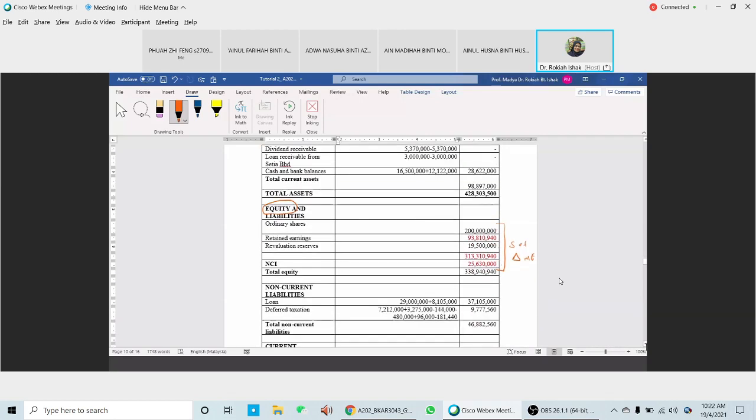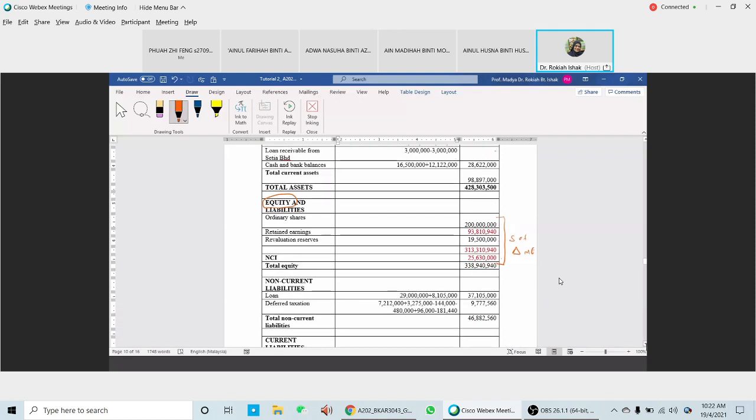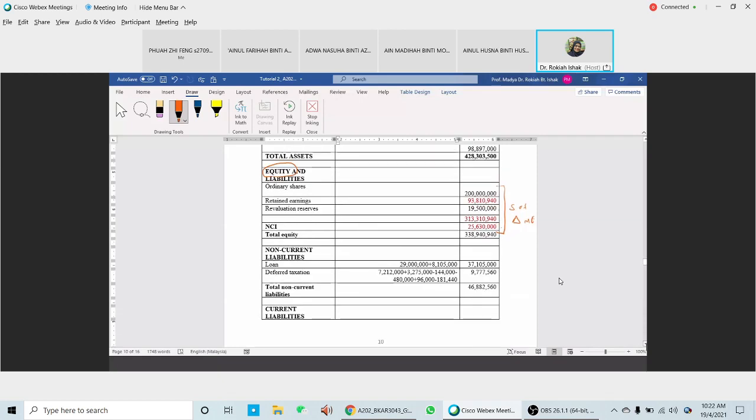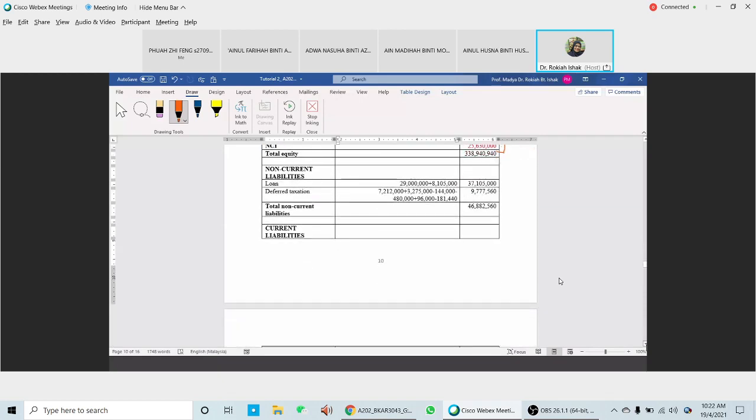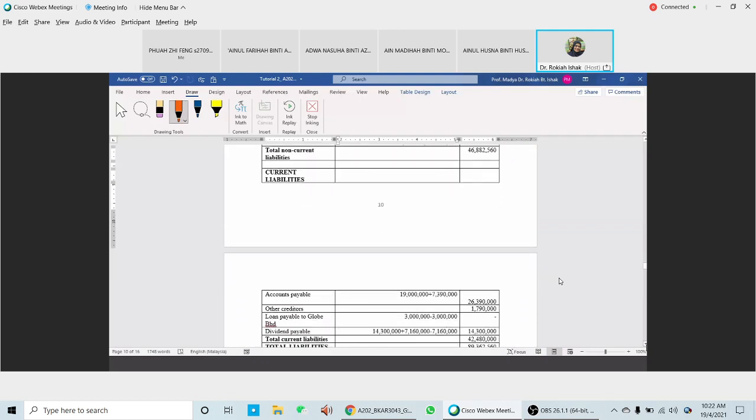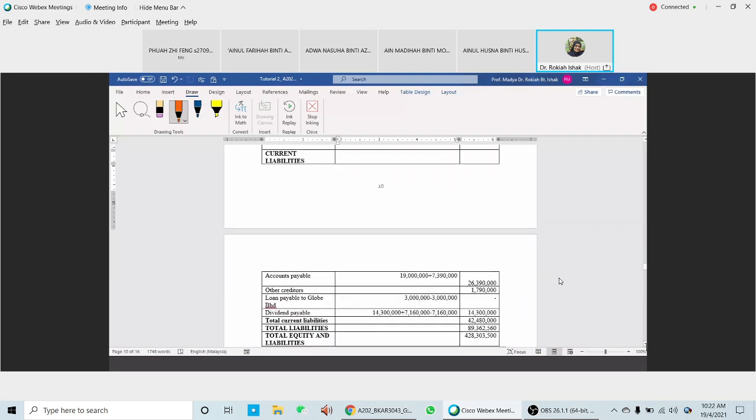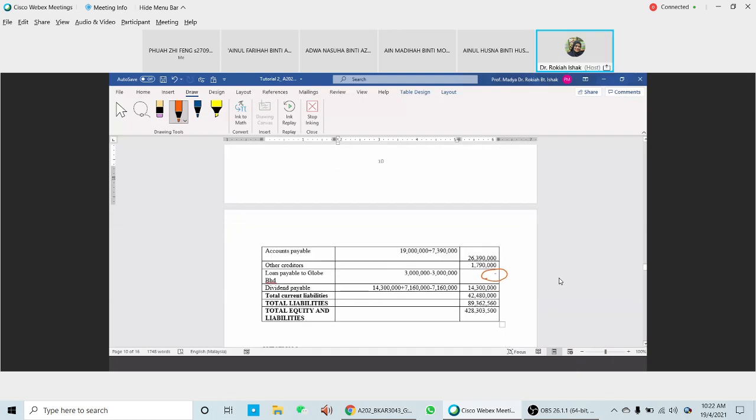And then for your non-current liabilities, you have a loan and deferred tax. Plus or minus here is from the journal entry. And then you have the accounts payables, just total up creditors. If you look at the loans here, you already eliminate the loan payable to, okay, already eliminated. Dividends payable is for the parent here, the amount for the parent. And then total liability. At the end, you're going to have 428,303,500.